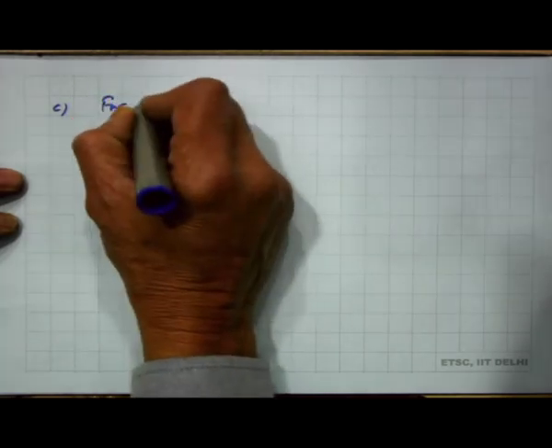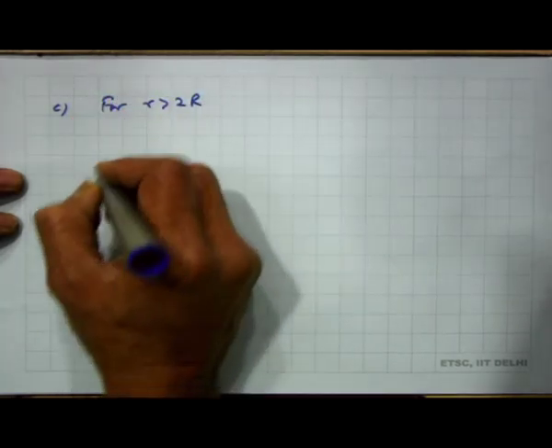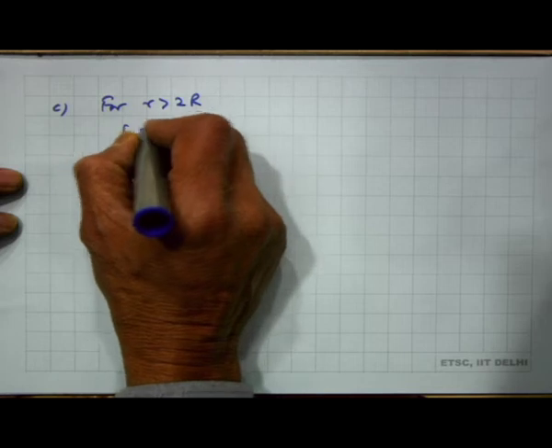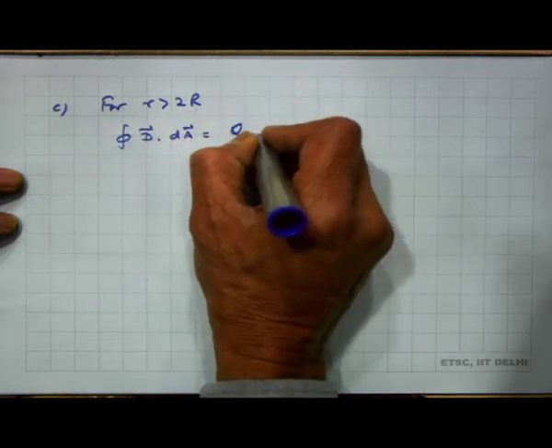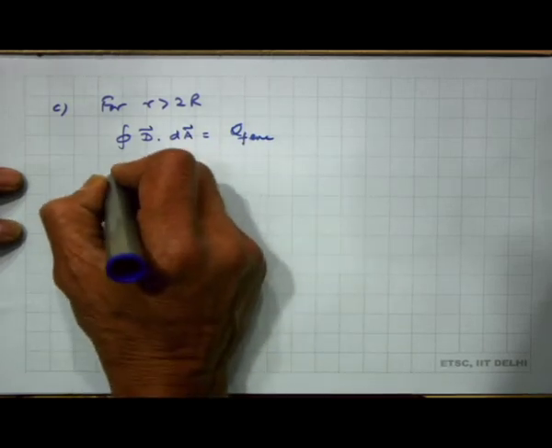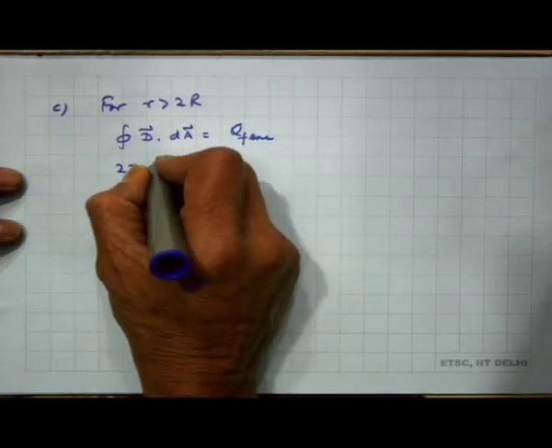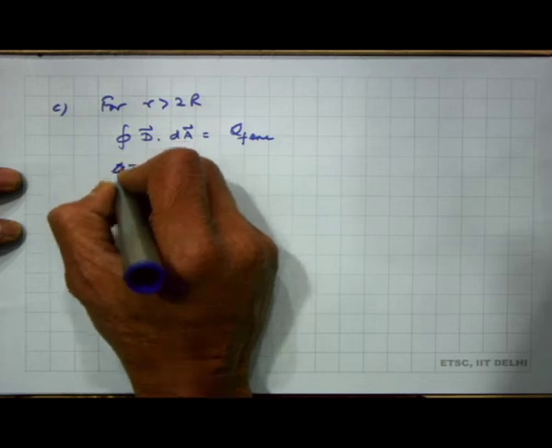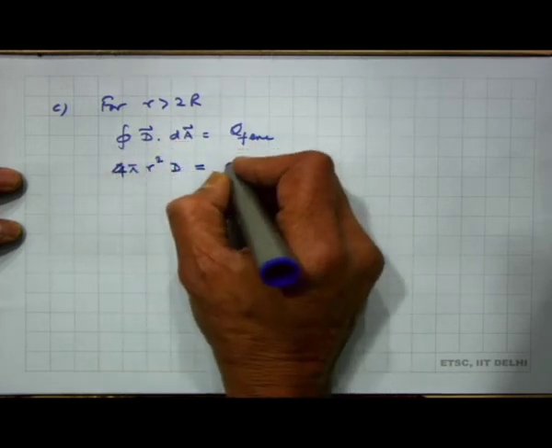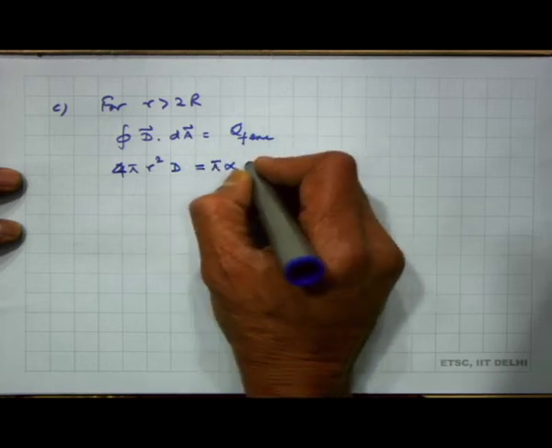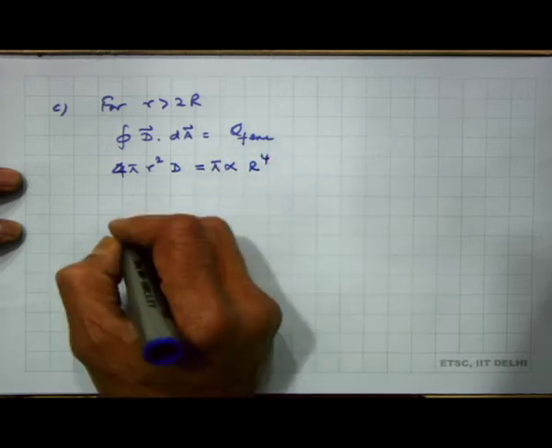Now, for r greater than 2R, again I will apply the same formula, integral D dot dA is equal to Q_f enclosed, and I will get 4 pi r squared D is equal to, now the free charge enclosed is still pi alpha R raised to the power 4.